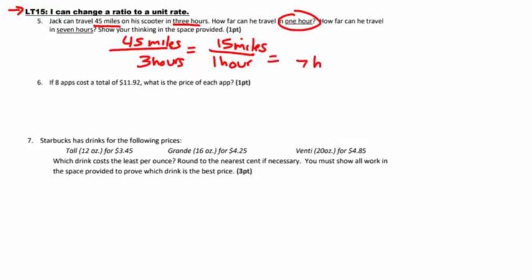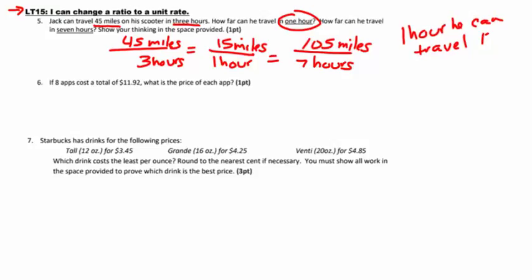And then how far can you travel in 7 hours? So I want to go 7 hours. So how did I go from 1 hour to 7 hours? I just multiplied by 7. So I think that is 105 miles. Okay, let me check that on my calculator so I don't make a mistake. Okay, that's correct. All right, so in 1 hour, he can travel 15 miles. In 7 hours, 105 miles. Okay? All right, next part.